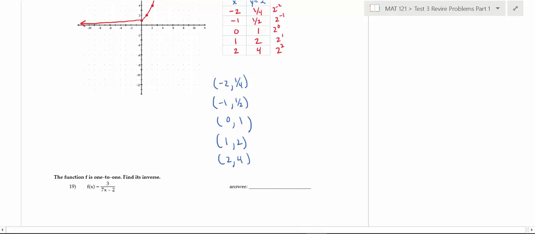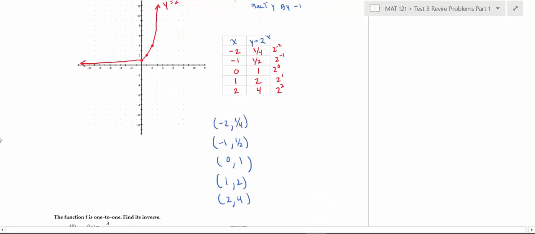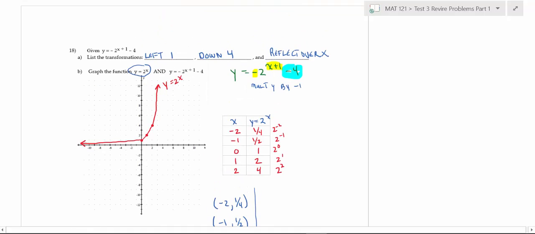Now when we do these transformations, remember there's an order to this. If you have a left-right transformation, you want to do that first. So the transformations we came up with were left 1. You always got to do this thing first. You've got order of operations. Then you got to multiply. So the next thing you're going to do is multiply y by -1. And then the last thing you're going to do is go down 4.